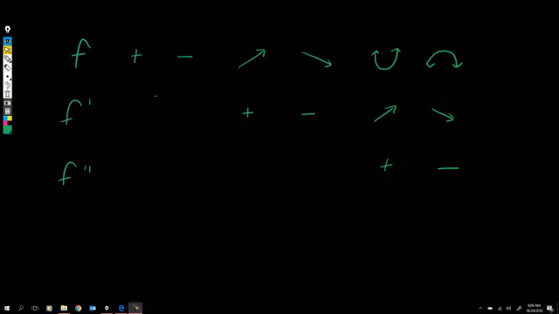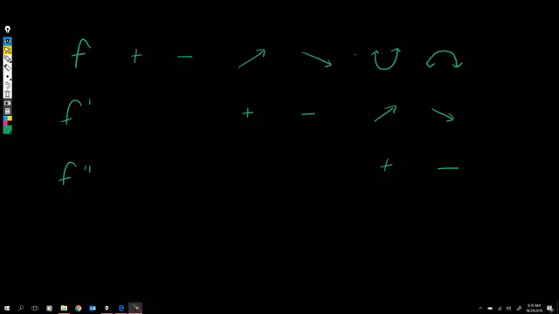So what this is telling me is that when my first derivative is positive, my original function is increasing. When it's negative, it's decreasing. Okay, and when my first derivative is increasing, that means I'm concave up. When it's decreasing, I'm concave down. All right, and then same thing here. So when my second derivative is positive, my first derivative is increasing, and my original function is concave up. When my second derivative is negative, my first derivative is decreasing, and my original function is concave down.